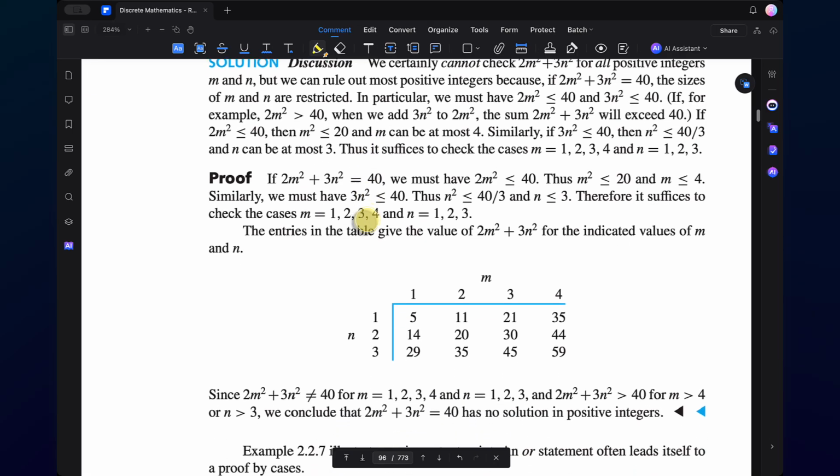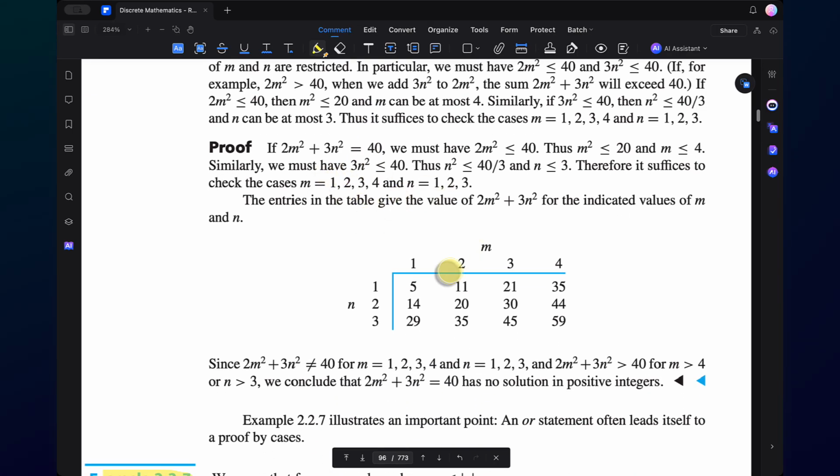So if you make a little chart here, there's a nice proof right here. We've got m, n, right? The entries in the table are values of 2m squared plus 3n squared for these indicated values of m and n. In other words, for this one we get 5, because 2 times 1 plus 3 is 5. There we get 11.